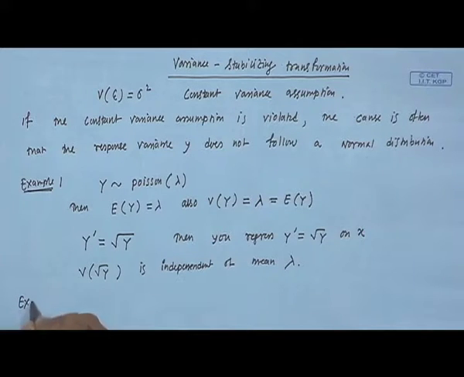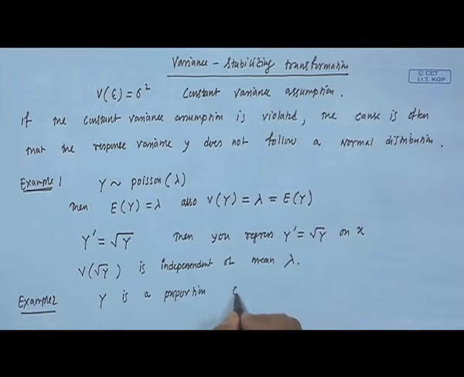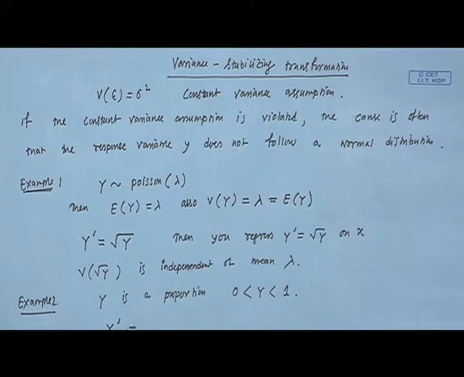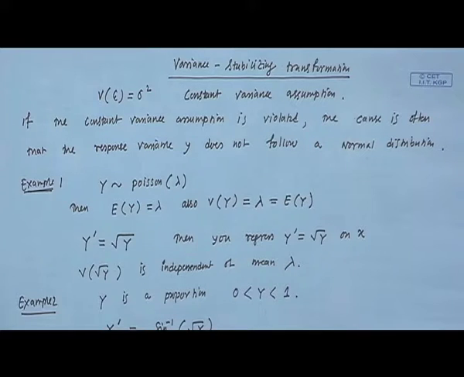the second example, example 2, suppose the response variable y is a proportion between 0 and 1, and when y is a proportion between 0 and 1, we have seen in the residual plot that the residual plot sort of follows a double bow pattern, and here we take the transformation y prime, which is equal to sine inverse square root of y to make the variance of the response variable constant.